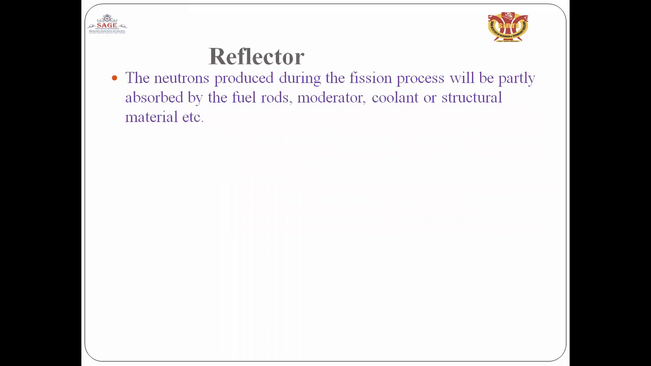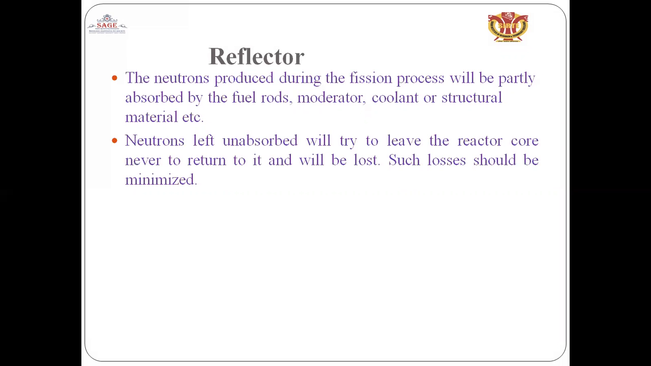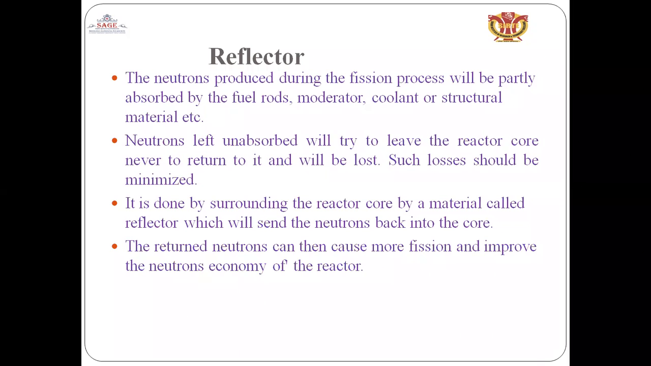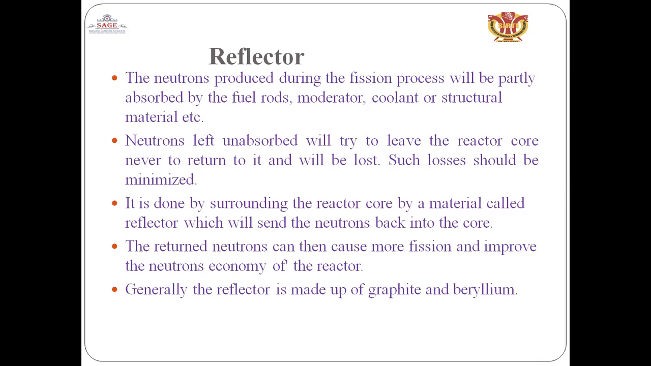automatically. The reflector. The neutrons produced during the fission process will be partially absorbed by the fuel rod, moderator, coolant, or the structure material. Neutrons left unabsorbed will try to leave the reactor core, never to return to it, and will be lost. Such losses should be minimized. It is done by surrounding the core by a material called a reflector, which will send the neutrons back into the core. The returned neutrons can then cause more fission and improve the neutron economy of the reactor. Generally, the reflector is made of graphite and beryllium.